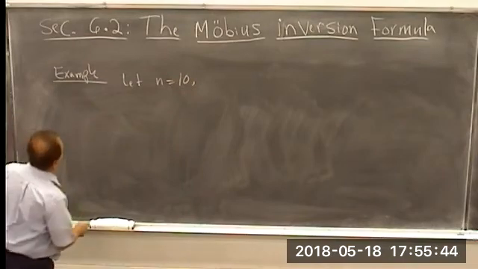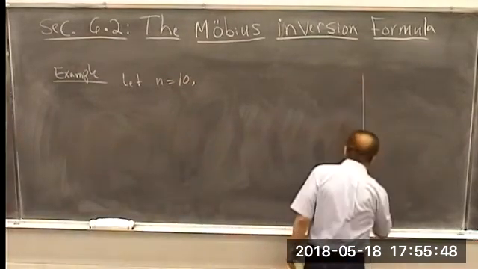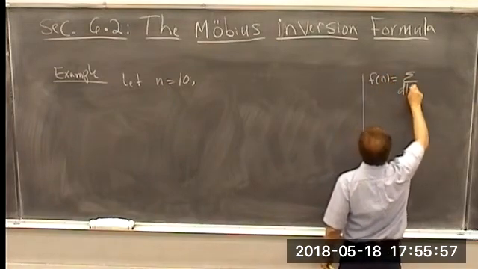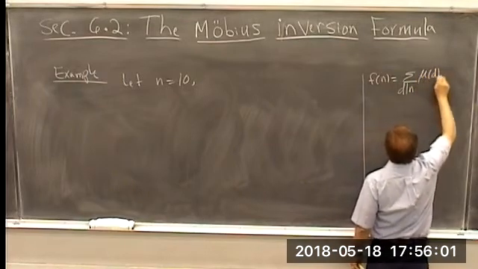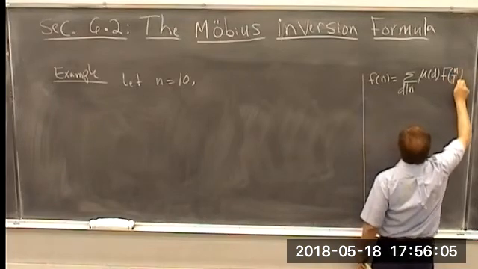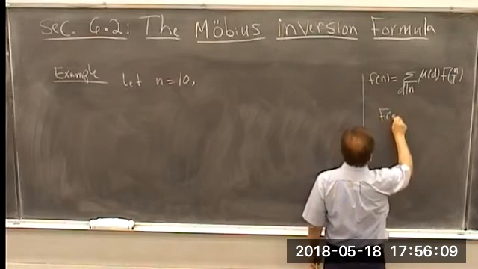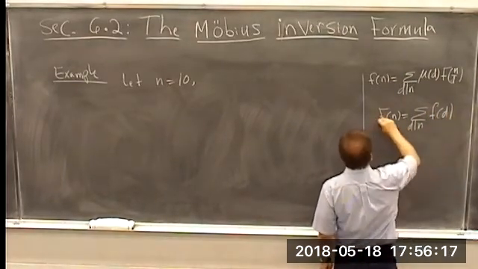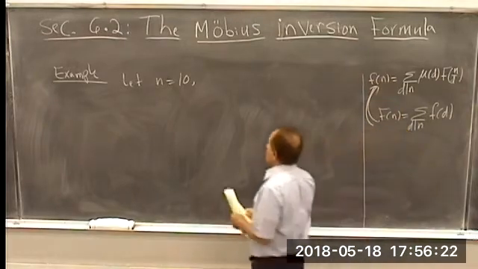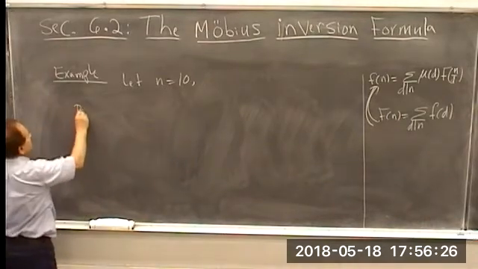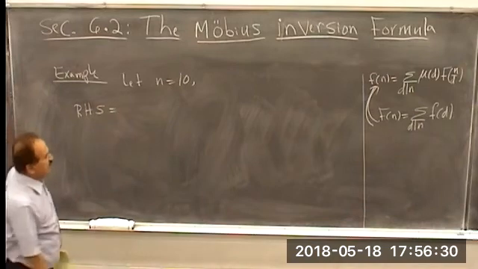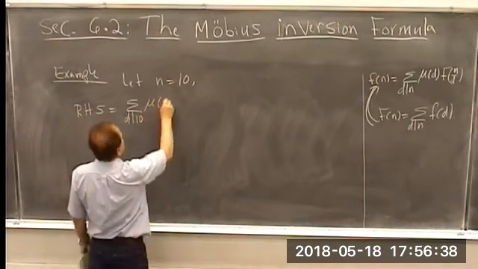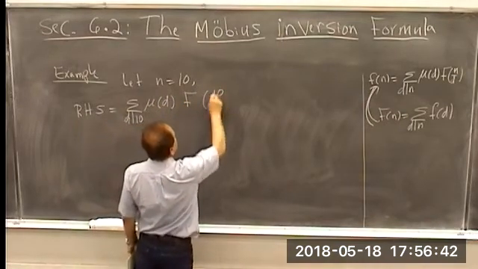Remember, I want to show that f of n, the general formula, equals the summation over d dividing n of mu of d times f of n over d, and also remember that F of n is equal to the summation over d dividing n of f of d. If this one implies this, that's what we're going to do. Let's look at the right-hand side for n equal to 10. It is the summation over d dividing 10 of mu of d times F of 10 over d.